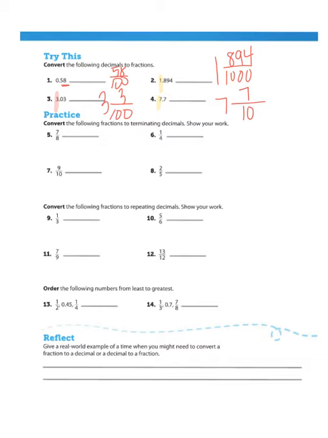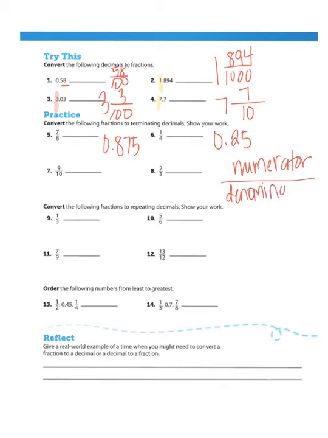On 5 through 8, you just have to take those fractions. It says convert the following fractions to terminating decimals. So you're going to use your calculator to do that. 7 divided by 8, for 7/8, would be 0.875. 1/4, 1 divided by 4, would be 0.25. So using your calculator, take your numerator and divide it by your denominator.